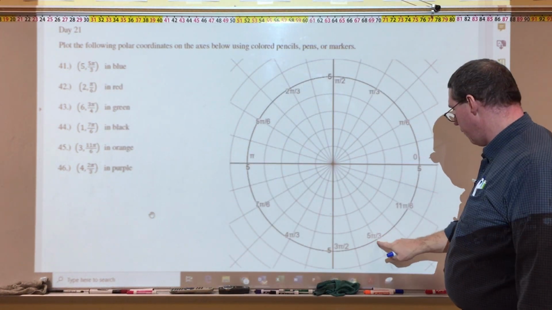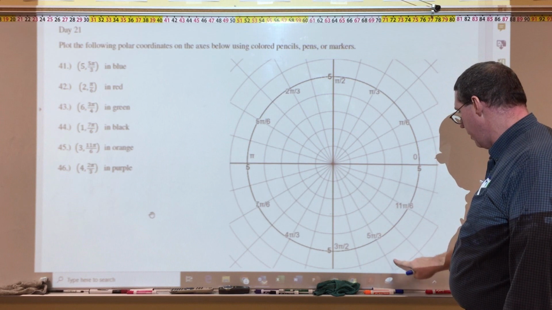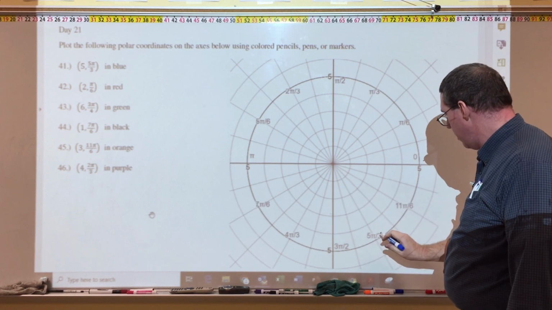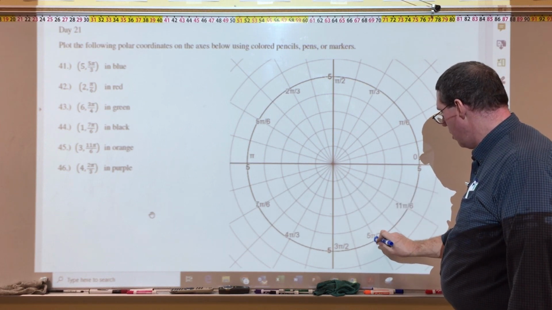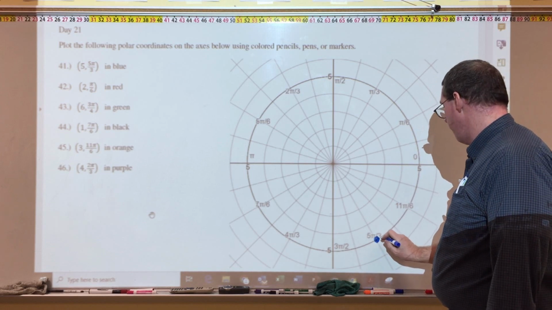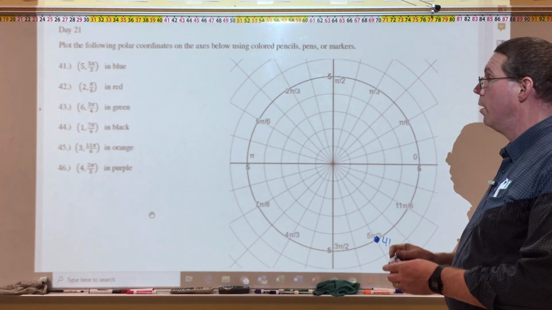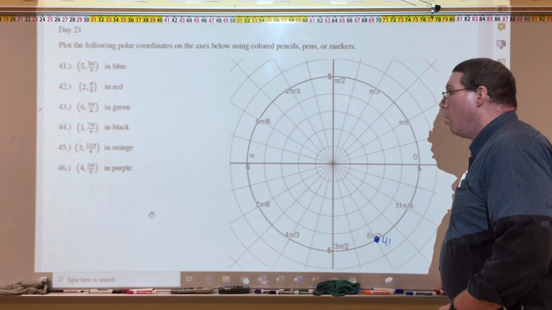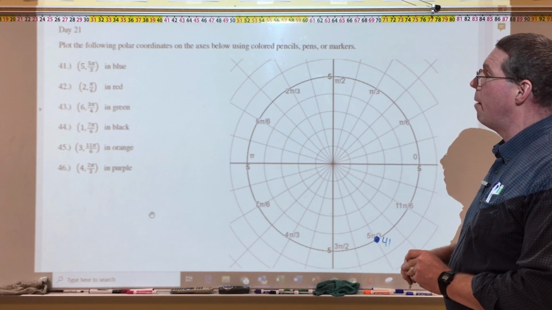Well, the angle 5 pi over 3 is right here. That's along this line right here. Radius of 5 is right here. So that is question number 41. Okay, that's in blue. Now in red, we're going to do 2 and pi over 6.